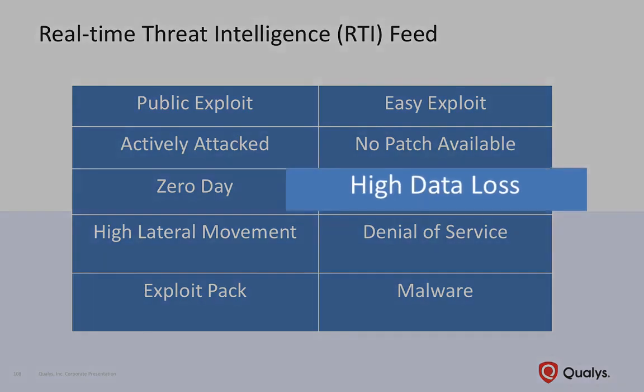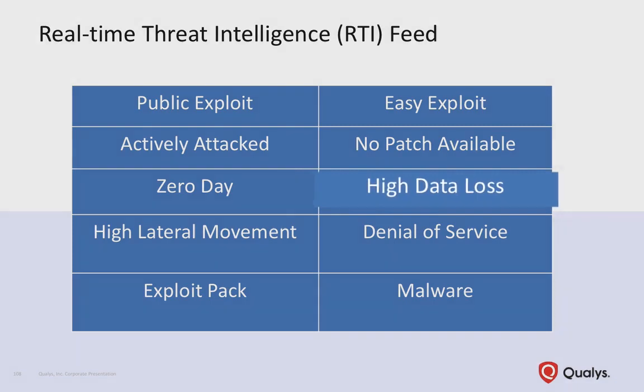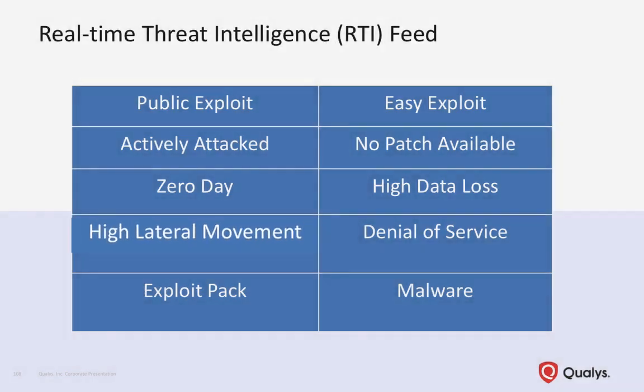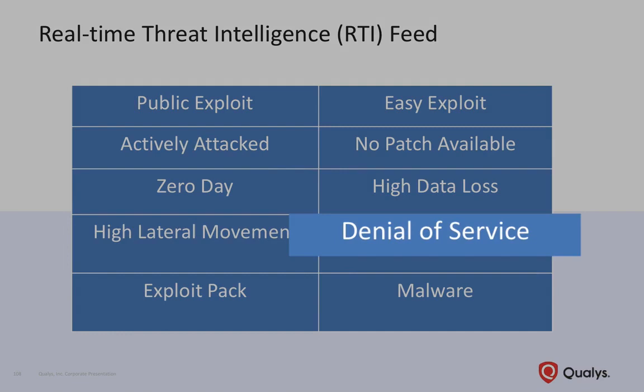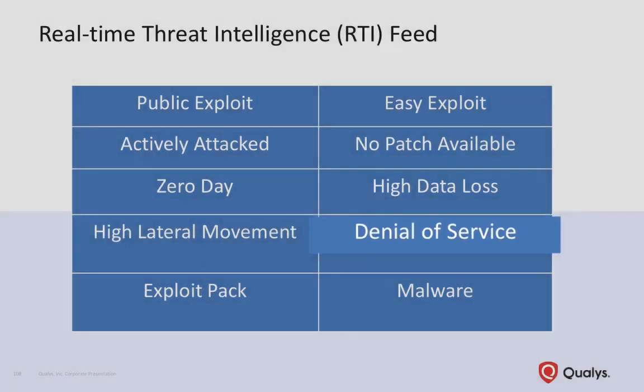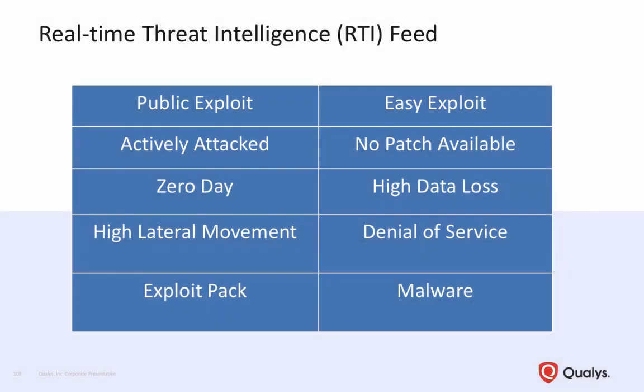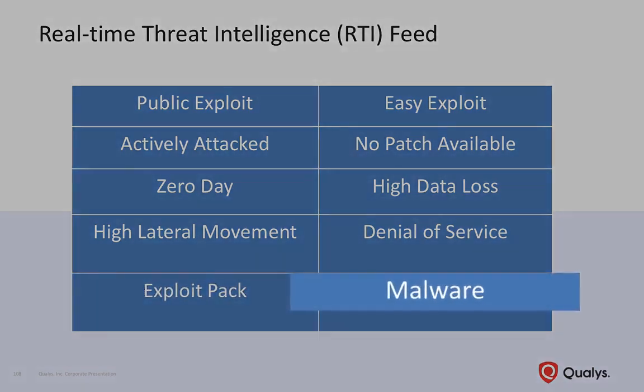High data loss vulnerabilities can potentially result in massive data loss on the affected host. A high lateral movement vulnerability that is successfully exploited will potentially allow an attacker to compromise other assets on the network. Denial of service vulnerabilities can adversely impact host and application availability. Some vulnerabilities are associated with exploit kits like Angler, Nuclear, Rig, and others. And other vulnerabilities are associated or targeted by known malware applications.